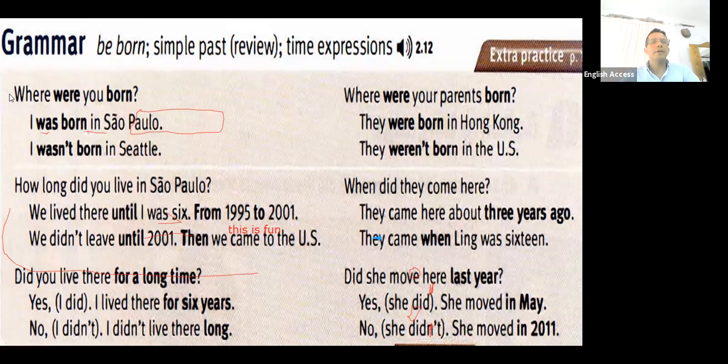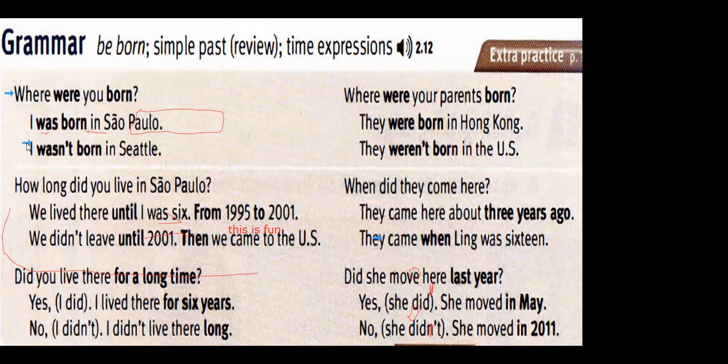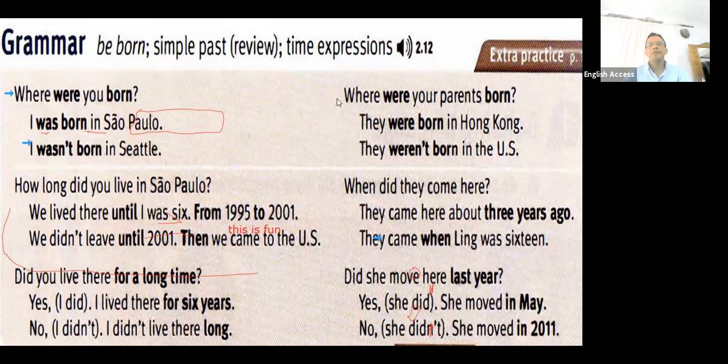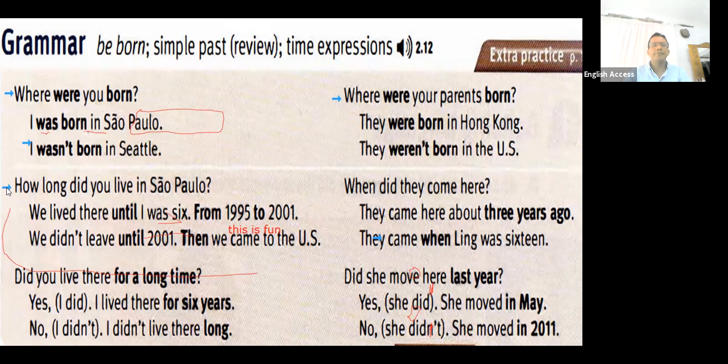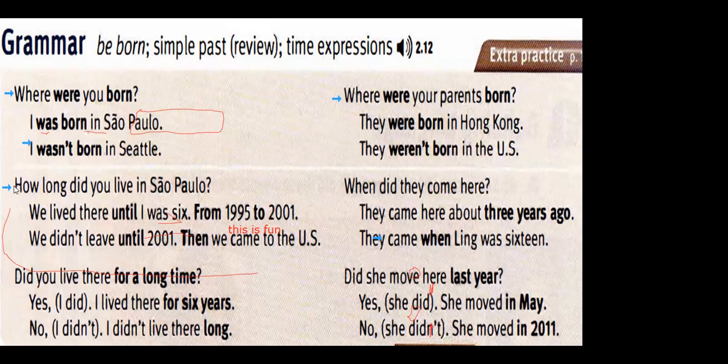Okie dokie. Andrea, would you mind reading these sentences? Where were you born? I was born in Sao Paulo. I wasn't born in Seattle. Yes. Alejandra, this one, please. Where were your parents born? They were born in Hong Kong. They weren't born in the United States. Okay, Andrea, please here. How long did you live in Sao Paulo? We lived there until I was 6.